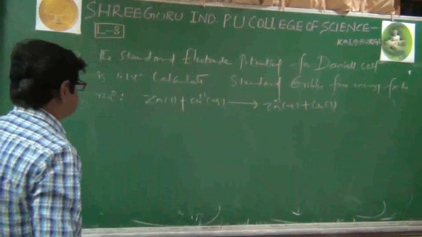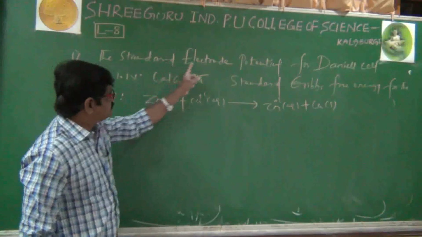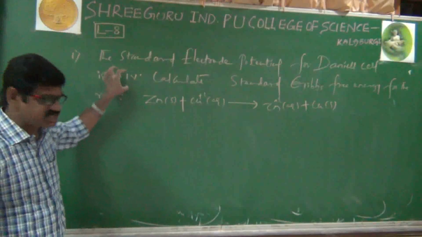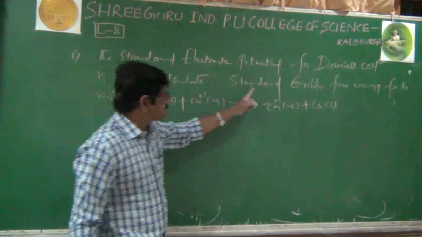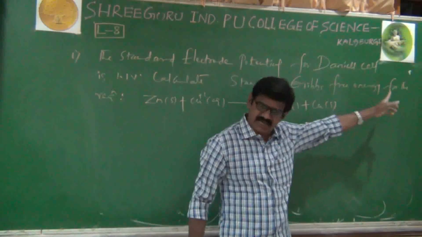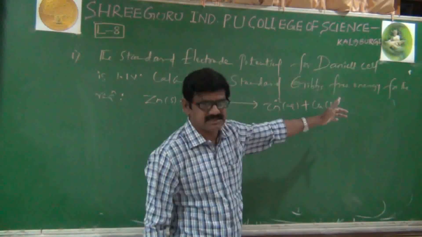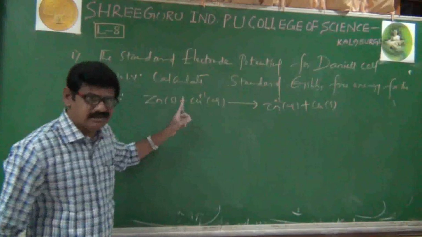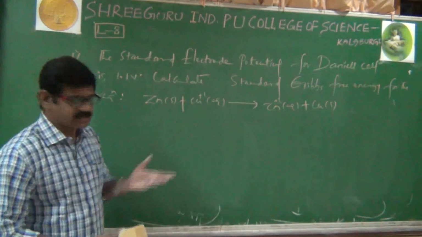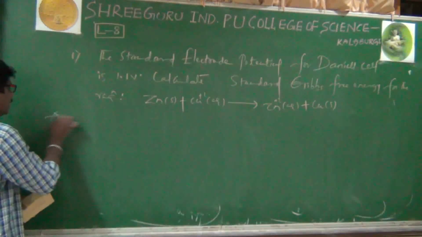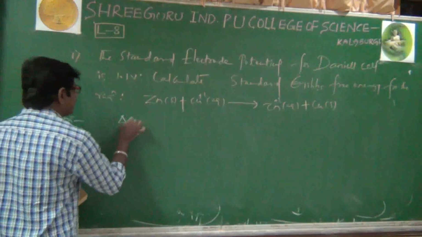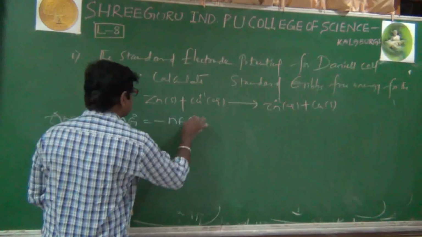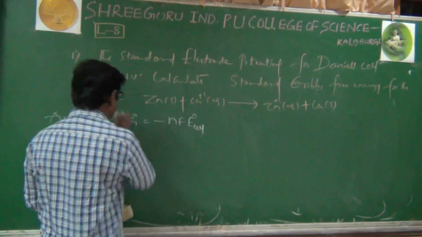This is the question. Now he is asking, the standard electrode potential for Daniell cell is already given. It is a standard, fixed value, and asking to calculate the standard Gibbs free energy, nothing but Gibbs free energy change. Delta G naught is asked. And here a Daniell cell net cell reaction has been given. Now we'll write the relevant formula. Delta G naught is equal to minus nF E naught cell is our formula.